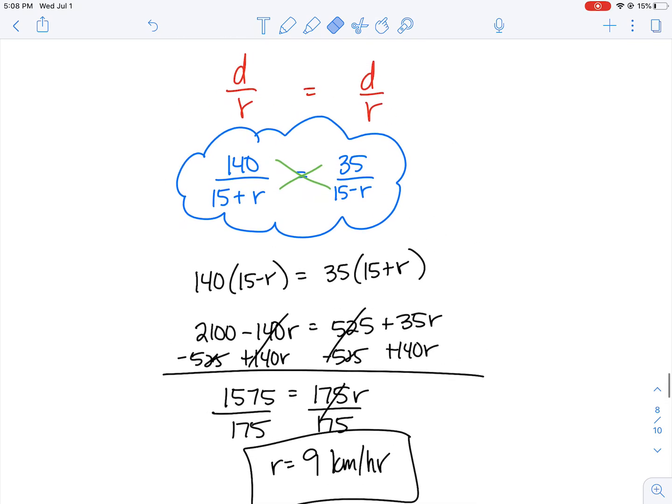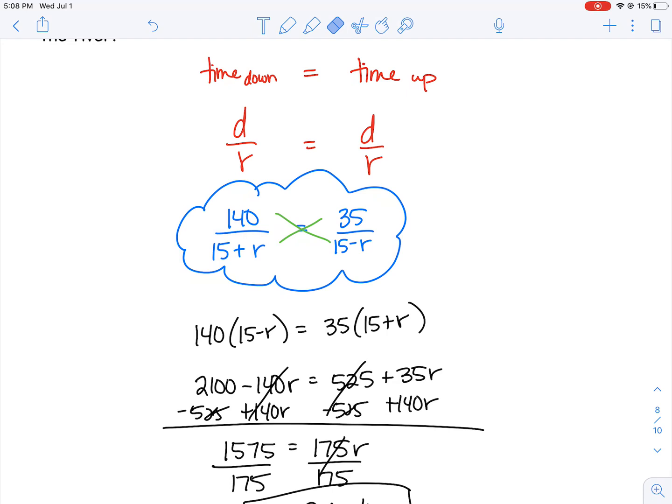That one's a little bit different because you have to think about the downhill and the uphill and how that river's speed is going to affect your speed, right? So be careful with that type of problem.